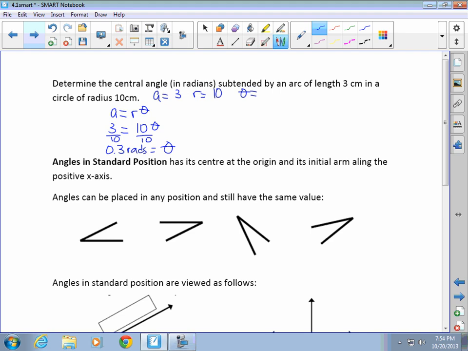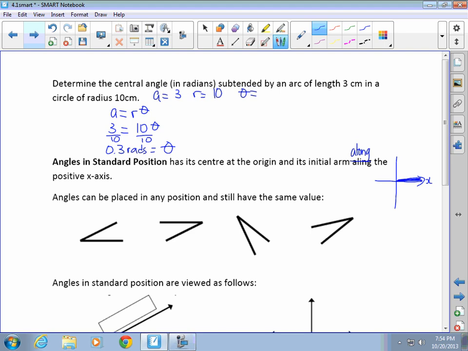Okay, angles in standard position. Now this isn't a new term. We did standard position angles last year. So to be in standard position, an angle has to have its center at the origin and its initial arm along the positive x-axis. So if we're thinking of our Cartesian coordinate plane, it has to be along this axis here.